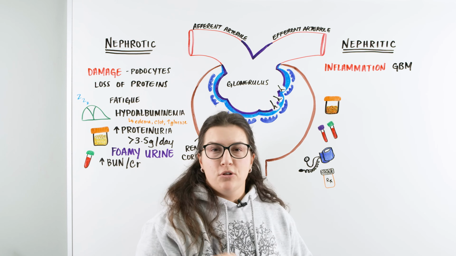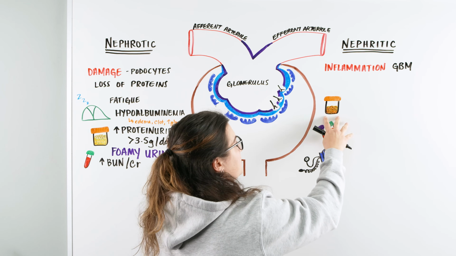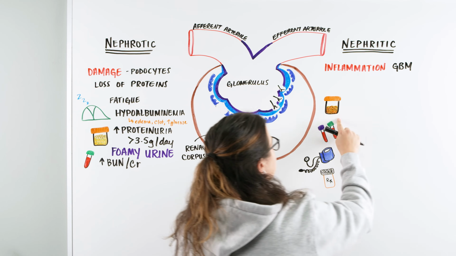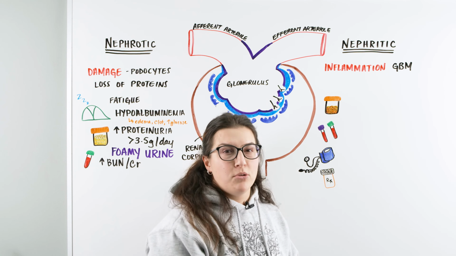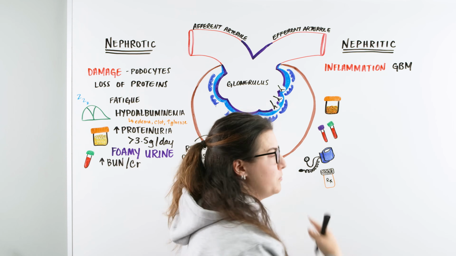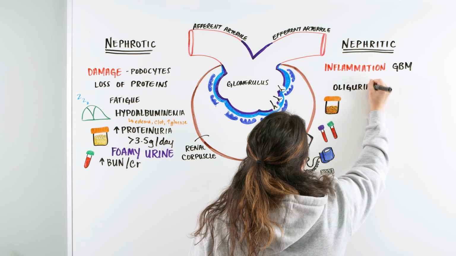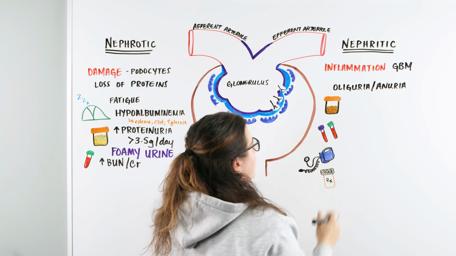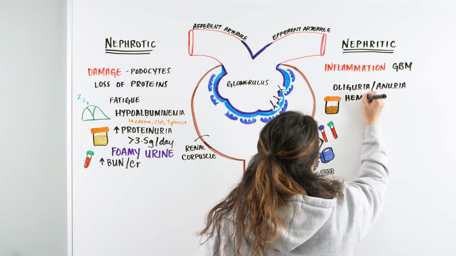But then as we start to look into their urine and what's going on with their urinalysis, we can start to see some differences as well. This patient is going to come in and say, I'm having trouble going to the bathroom, or I'm not peeing as often. We call those things oliguria and anuria. They may be complaining of blood within their urine, so we call that hematuria.